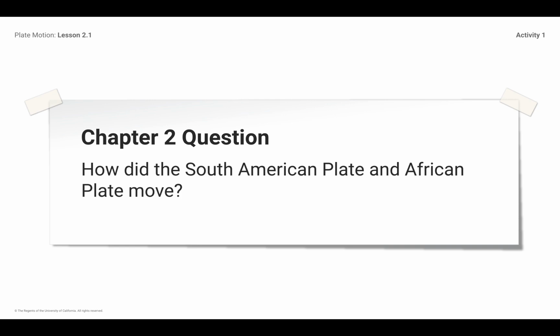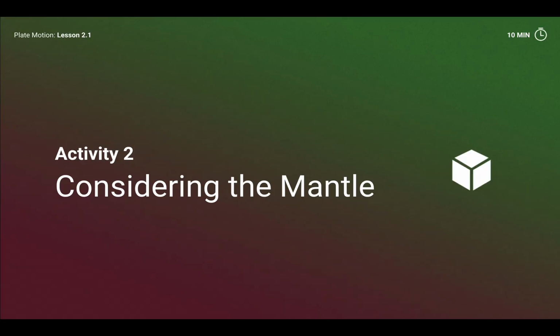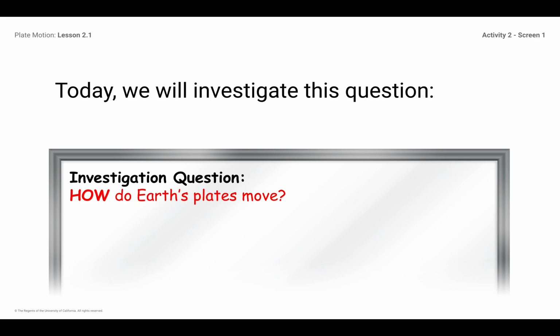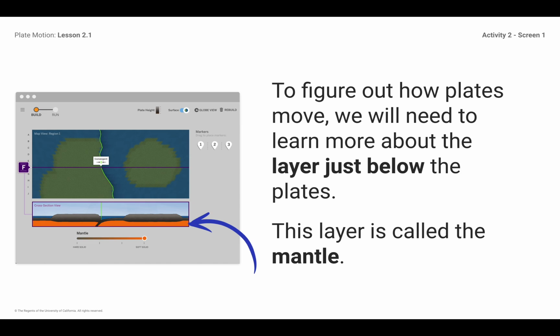How is that happening? So we're going to be looking in activity number 2, and we are looking at how Earth's plates move. We'll be working in the sim, but I want to draw your attention to the cross section of the sim before we get started. So underneath that, we've already referenced this. In the cross section, you can see the gray outer layer of Earth's crust, and then underneath that is orange, and that's called the mantle.